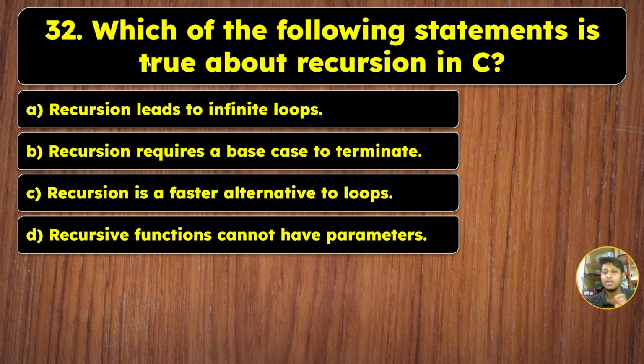Our next question is, which of the following statements is true about recursion in C? You know recursion, the function calling function. Option A says recursion leads to infinite loops. Option B, recursion requires a base case to terminate. Option C says recursion is a faster alternative to loops. Option D says a recursive function cannot have parameters.